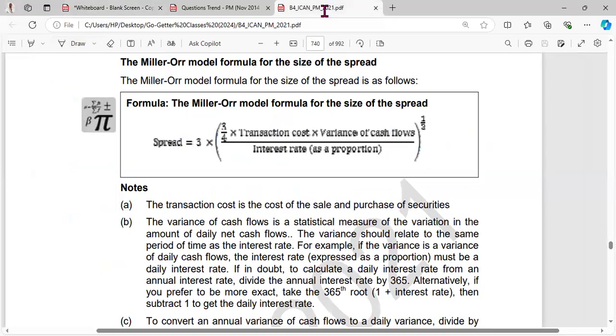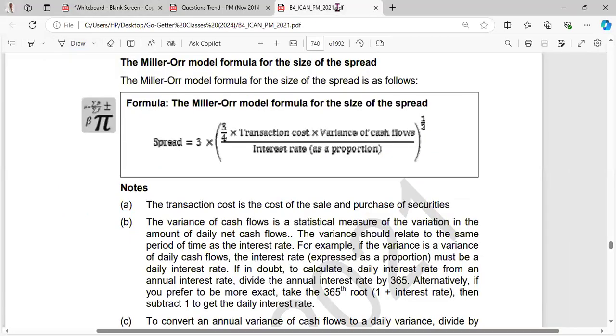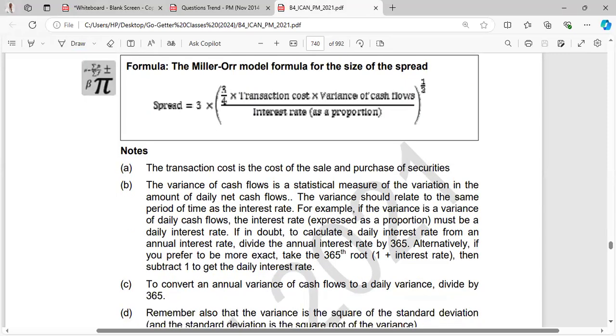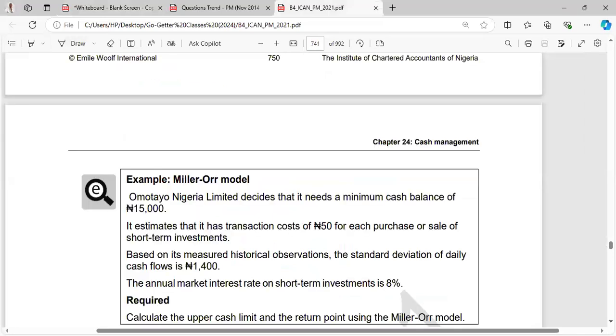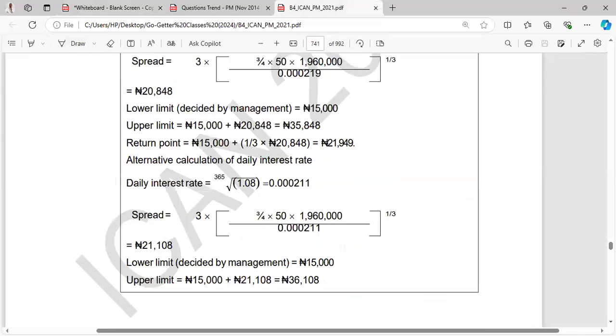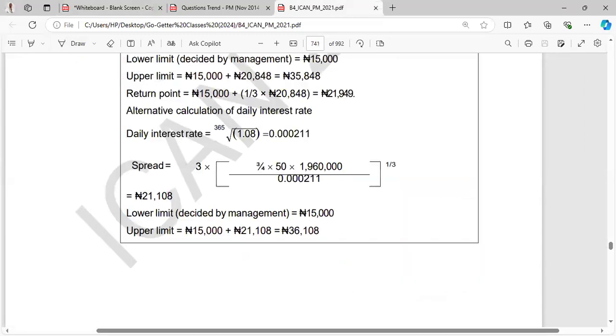all over interest, divided by interest, raised to power 1 over 3. So I want to be sure it's 1 over 3 and not 1 over 2. It's 1 over 3. All right. Let's see how this is done.